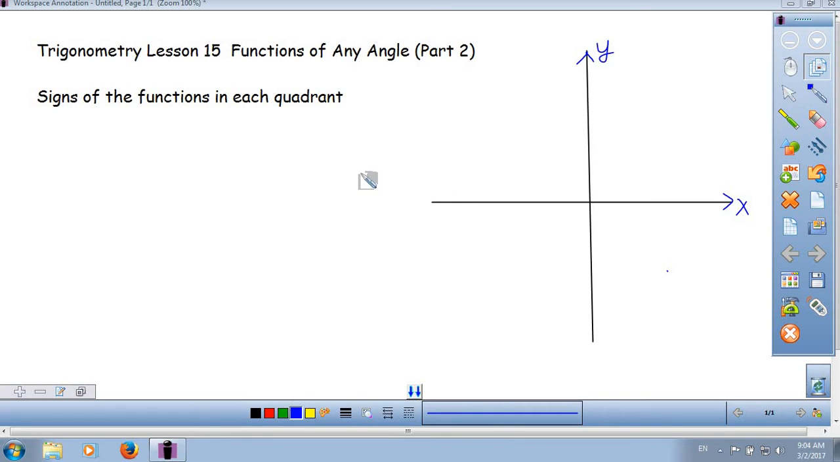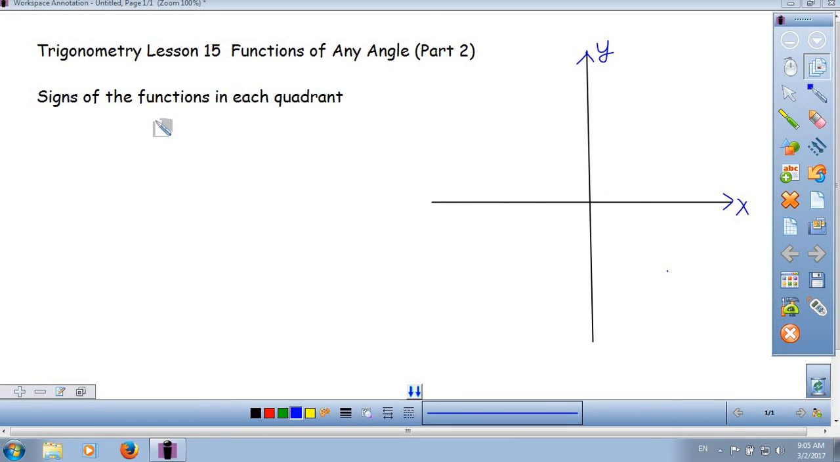Today we're continuing our trigonometry lesson. Today is lesson number 15. We're talking about functions of any angles. So last lesson we already talked about how to define trigonometry functions for any angles based on the coordinate plane, from 0 degrees to 360 degrees and more.